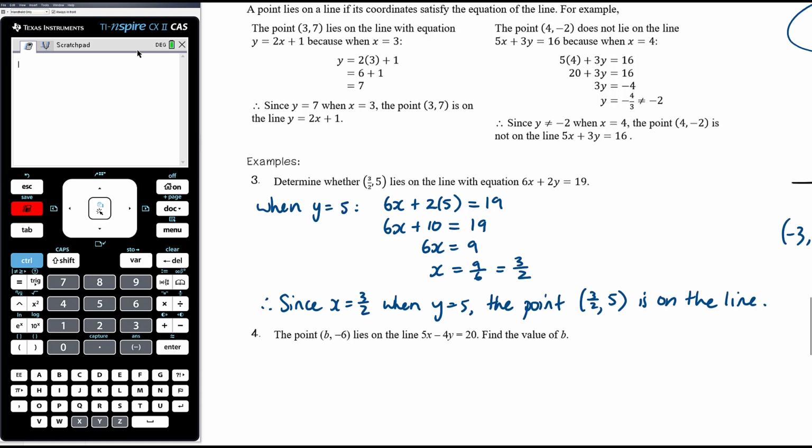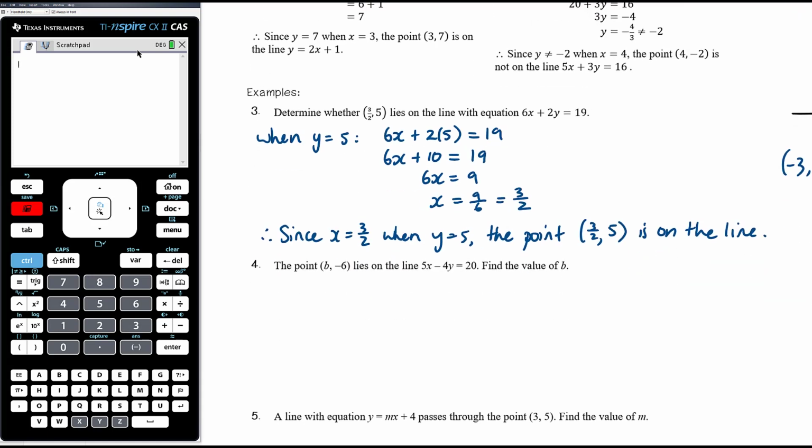Okay. Question 4. The point b, negative 6 lies on the line 5x minus 4y equals 20. Find the value of b. Now, this time it tells us that this point is on the line, so we can sub both those values in. We know that for this equation, when x equals b, y will equal negative 6, because we're told it's on the line. Whereas the previous question, we're trying to work out whether or not it is on the line, so we can't sub both values in, assuming that it is.